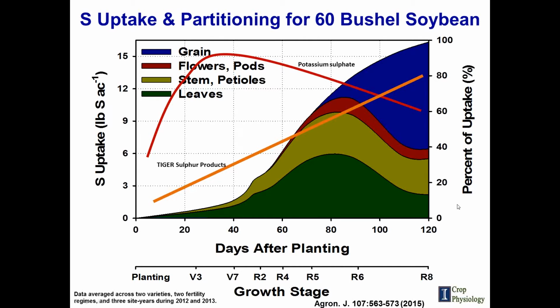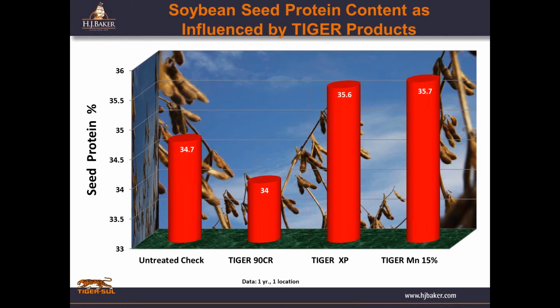This is a trial from last year, and I don't like to use one year, one location, but it certainly provides a positive indication of what can happen looking at the addition of sulfur and its extension into the later part of the growing season and the amount of seed protein that we experienced. With an untreated check at 34.7% protein, with a couple of our products we saw an increase of 1% in protein. Although it does not sound great, when you add 1%, that can be significant when you're converting that to a protein supplement for livestock.